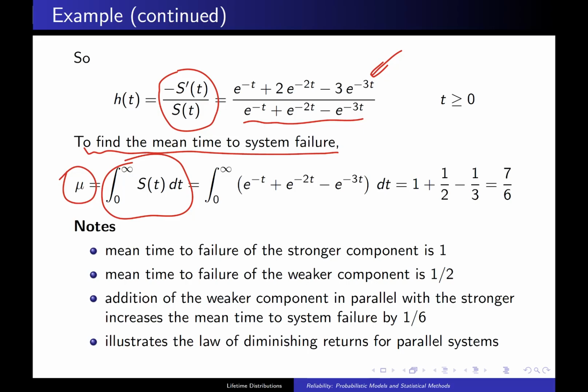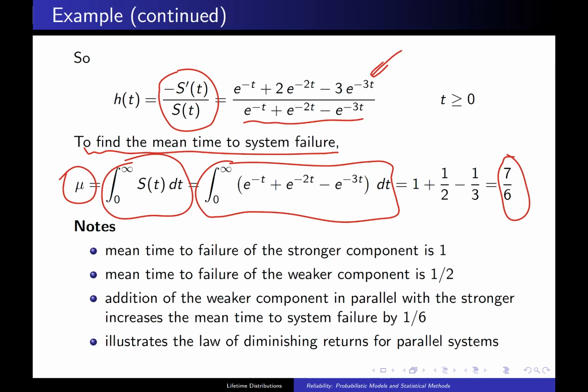Remember, this only works because this is a lifetime, so it is a positive random variable. So we take the integral of the survivor function, which is this, and leaving out the details, you wind up with 7/6 as your mean time to system failure.